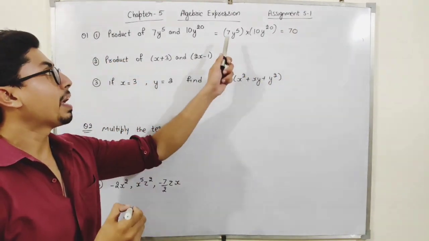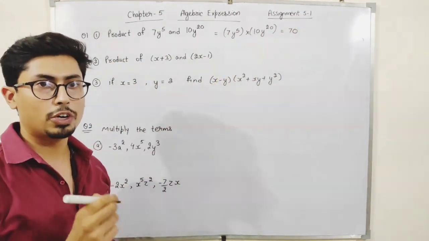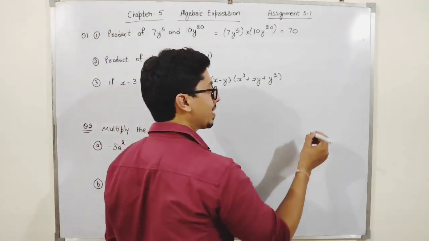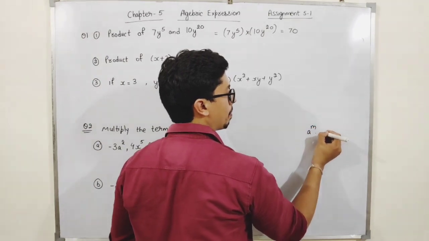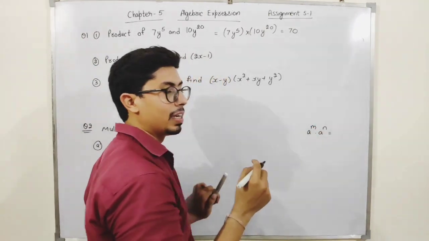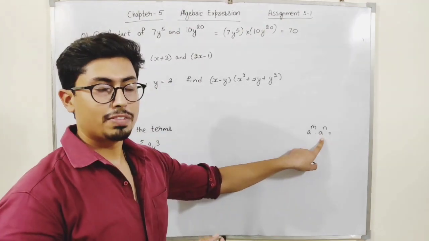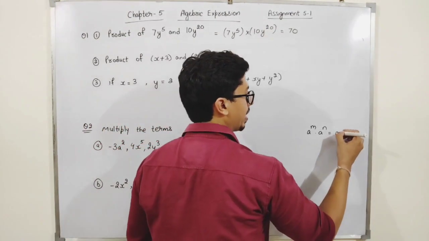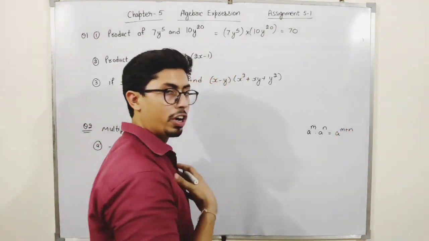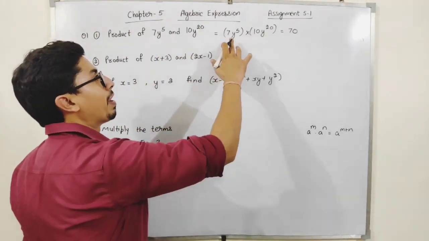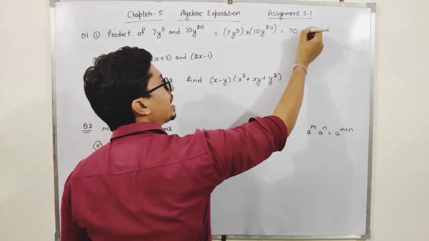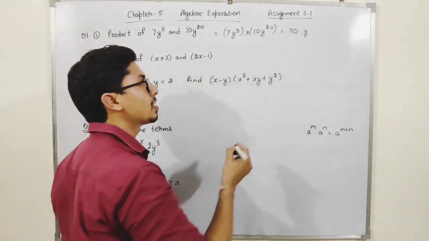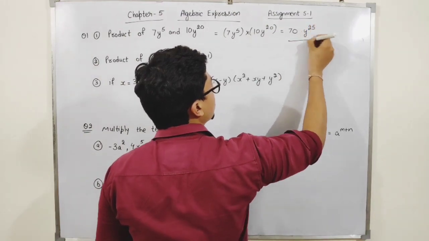And now I multiply y raised to the power 5 with y raised to the power 20. Students, in our previous chapters we have discussed the property that if I take a raised to the power m and multiply it by a raised to the power n, the bases are same. If the bases are same and they are in multiplication, I can just add the powers. So it will be a raised to the power m plus n. We have already discussed this in our previous chapter. So y raised to the power 5 and y raised to the power 20 are both in multiplication and the bases are same. So just add the powers. So this is our required answer.